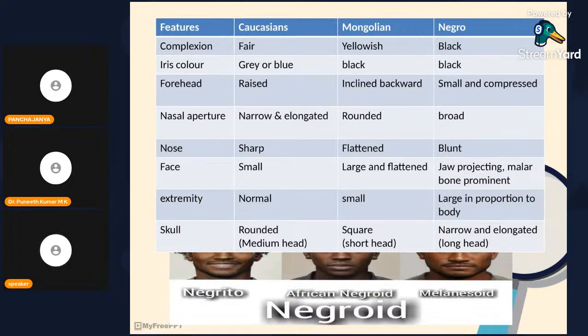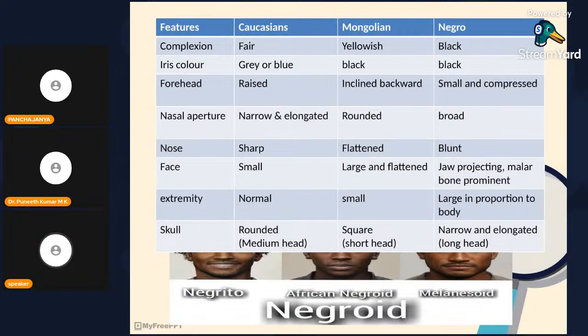Okay, and then the nose in Caucasians will be sharp, in Mongolians it will be flattened, and in Negroes it will be blunt. Based on the face appearance, in Caucasians it will be small, in Mongolians it will be large and flattened. It won't be globular, or it will be circular, but flat. But in the Negroes, their jaw will be projecting, meaning the jaw will be prominent, and the malar bone, that is the zygomatic bone, will be prominent and easily visible.